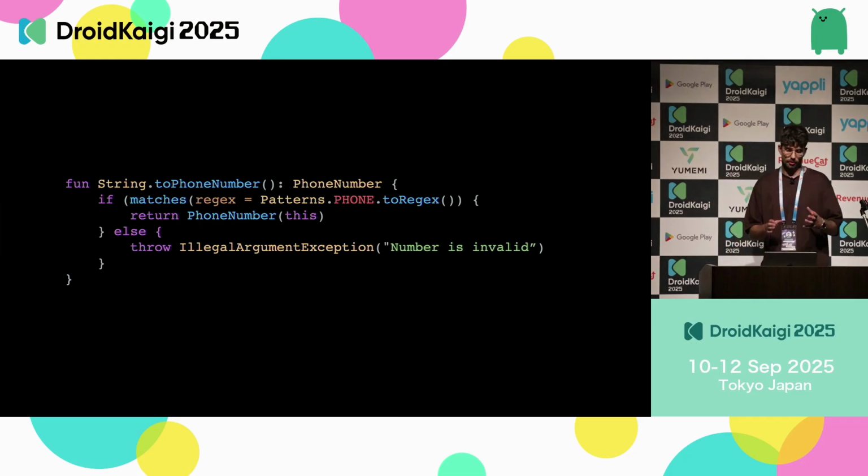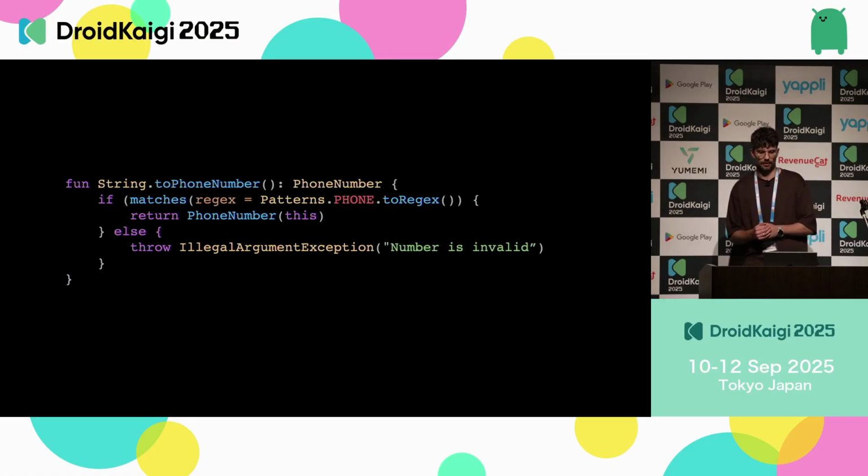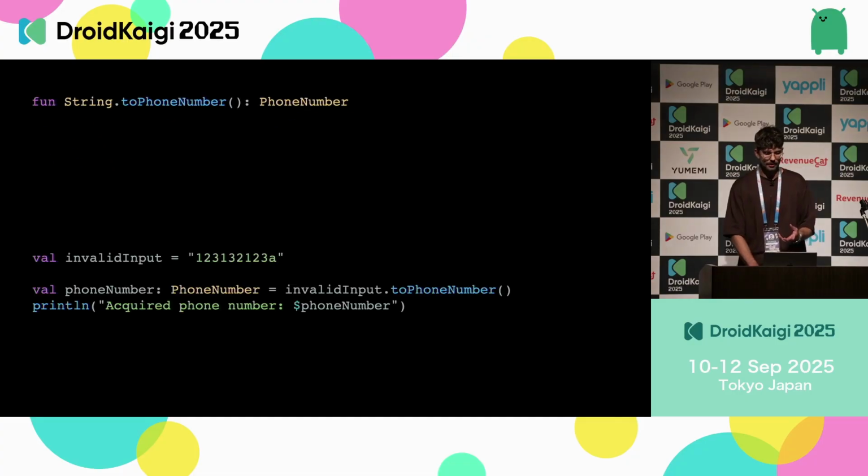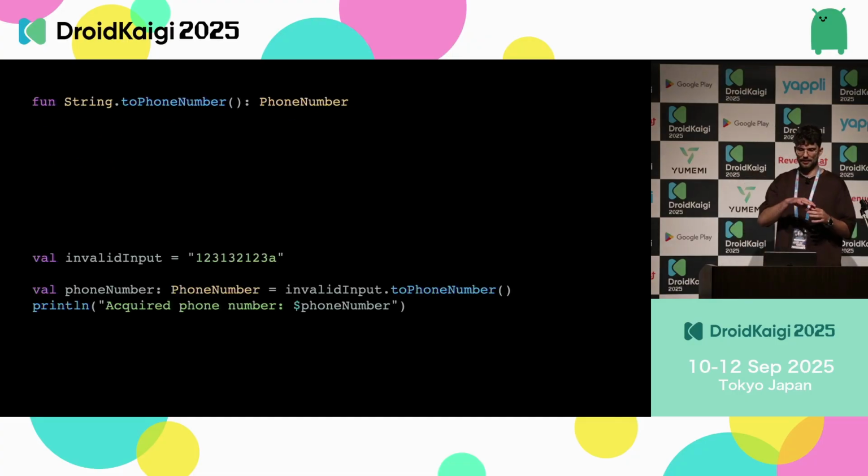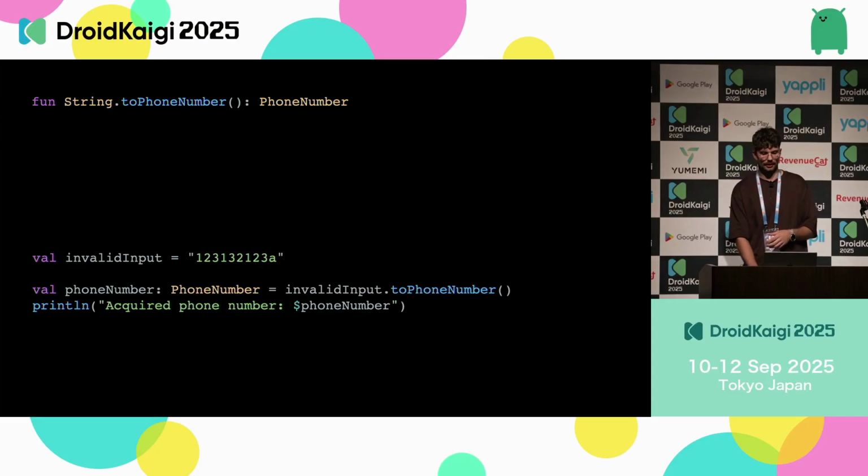So this looks pretty good at first glance. It is reasonable to throw an exception in that case. But let's try to use it in some kind of code base. So we have some kind of invalid input and we pass it to this function. And it might seem okay, but actually during the runtime, we know that there will be a crash here.